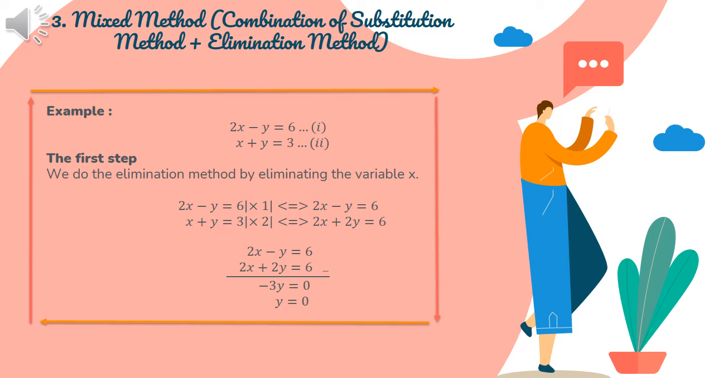2x minus y equals 6, multiply by 1, produces 2x minus y equals 6. x plus y equals 3, multiply by 2, produces 2x plus 2y equals 6. 2x minus y equals 6, subtract 2x plus 2y equals 6, produces negative 3y equals 0, y equals 0.